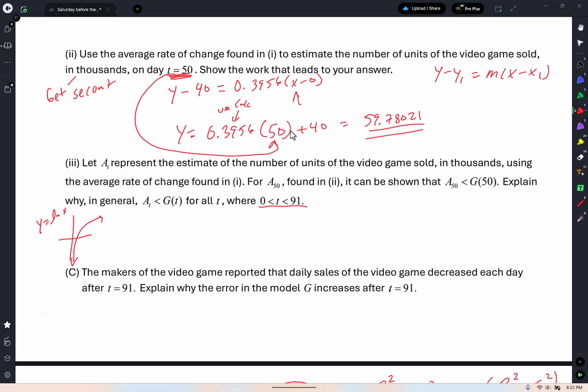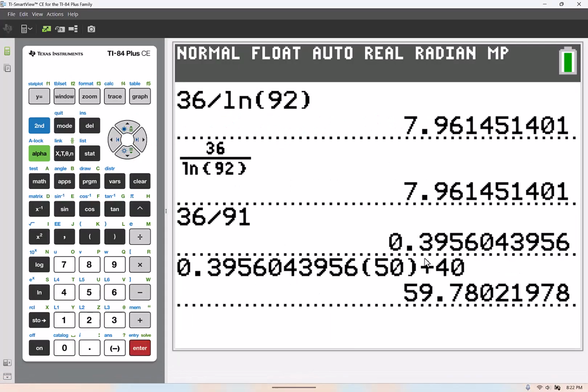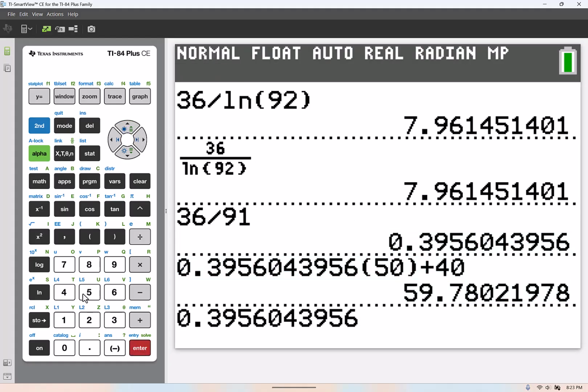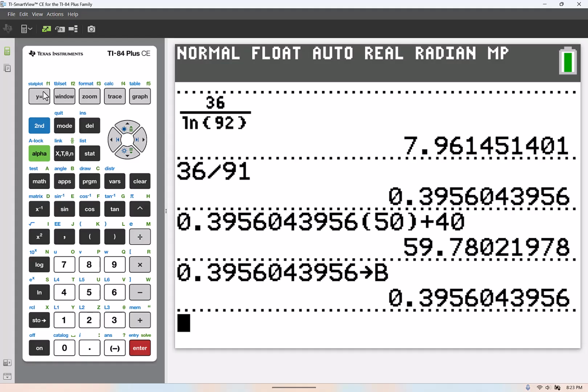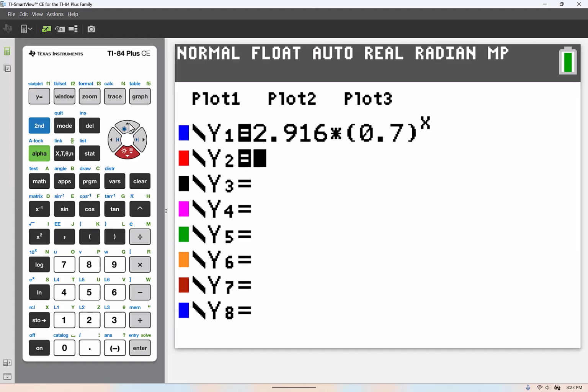So check it out. I'm going to plug this equation into your calculator. I don't want to type all those digits there. So I'm going to see if I can store that to a letter, alpha A, or maybe I should use B because we're using A. So there it is. There's my B. You don't have to do it like this, guys.